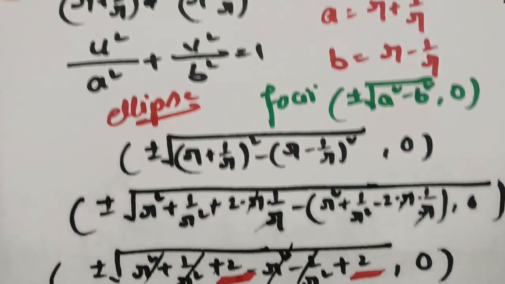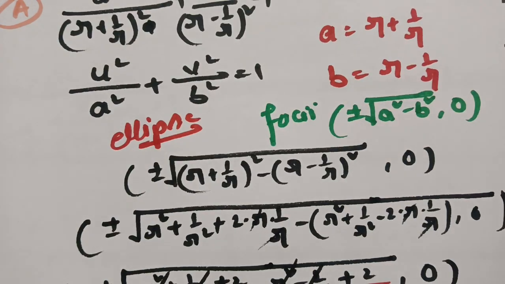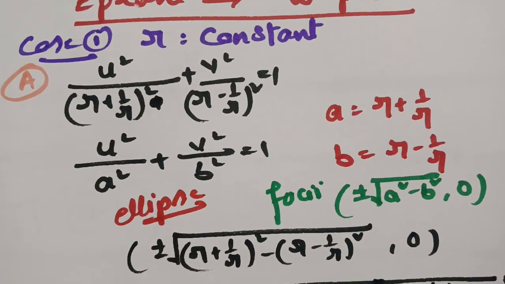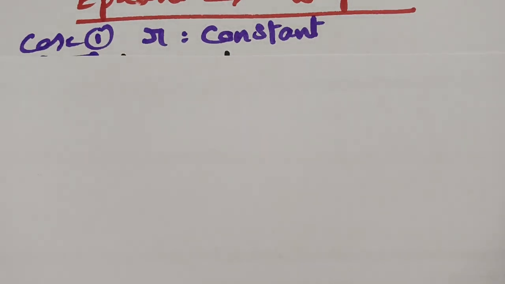The next thing here is, if r is taken constant, we got an ellipse. If theta is taken constant, then what will be the shape? That will be case 2, which I'm going to show you.